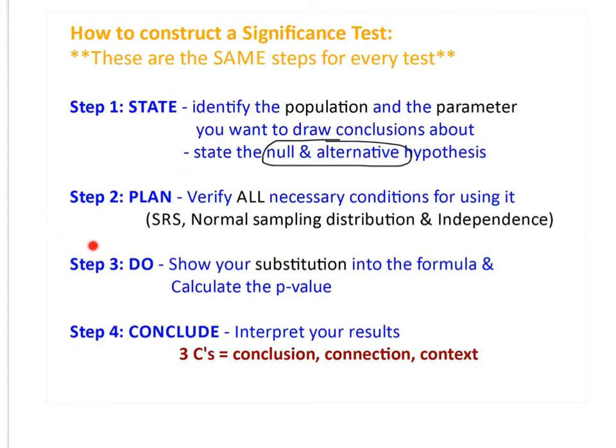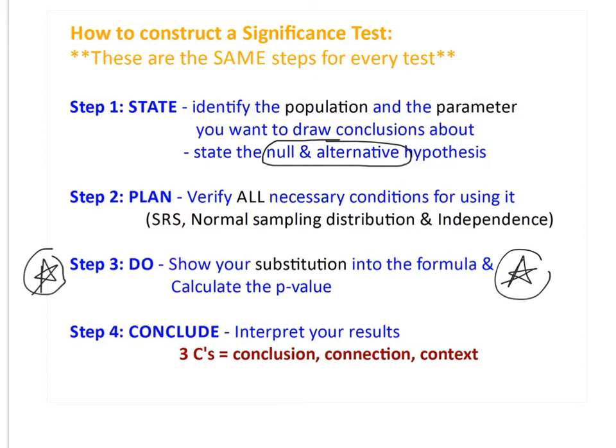The plan step is just verifying those conditions, which are random, normal, and then independent. And these 3 conditions are the exact same as with confidence intervals, and we'll go through an example in a minute. The do step, or step 3, this is the one that's different for each interval. This is where we start to see differences in step 3.